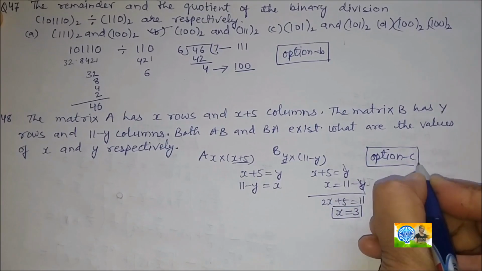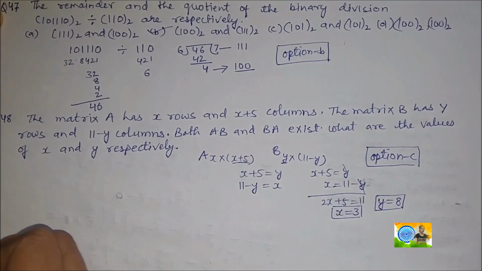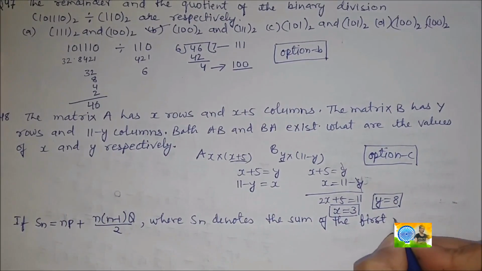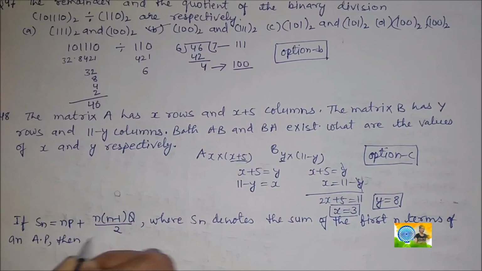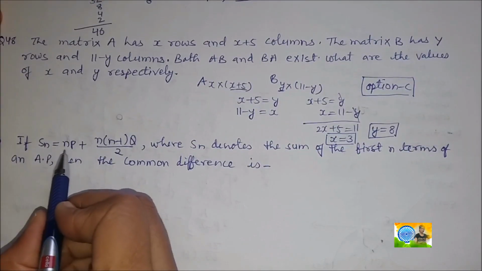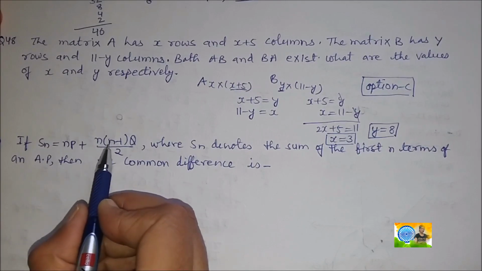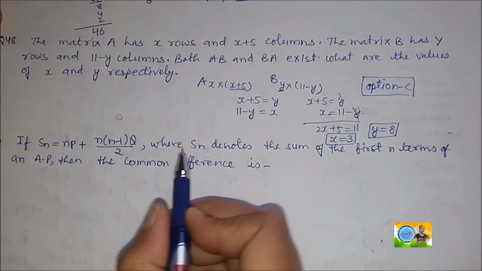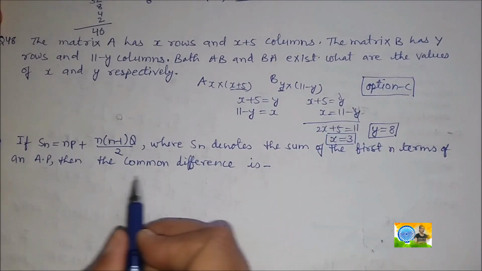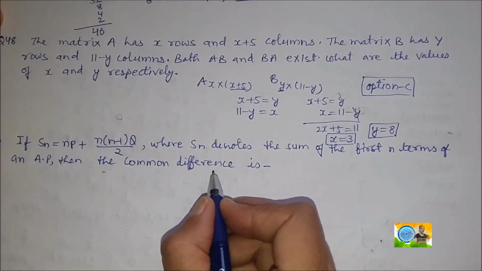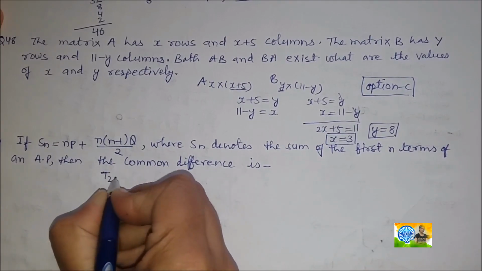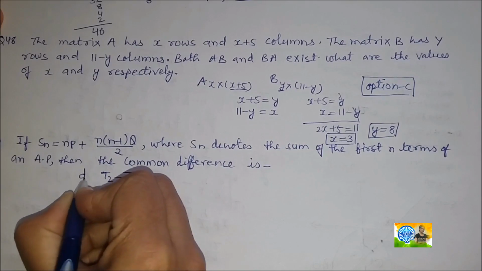Let us now see question number 49. If Sn is equal to n times (p plus (n minus 1) q upon 2), where Sn denotes the sum of the first n terms of an AP, then the common difference is. In this question we want the common difference, and common difference is term 2 minus term 1.